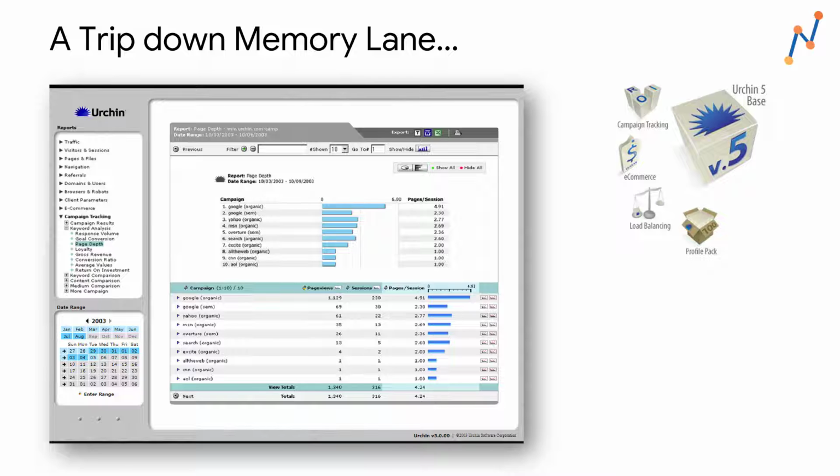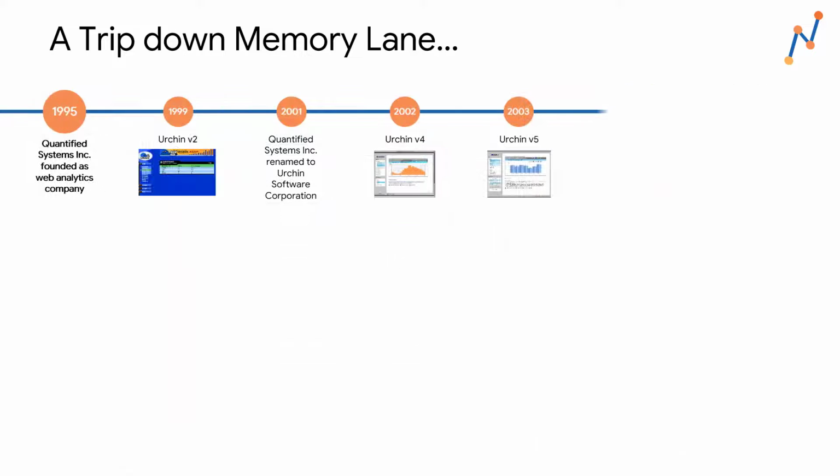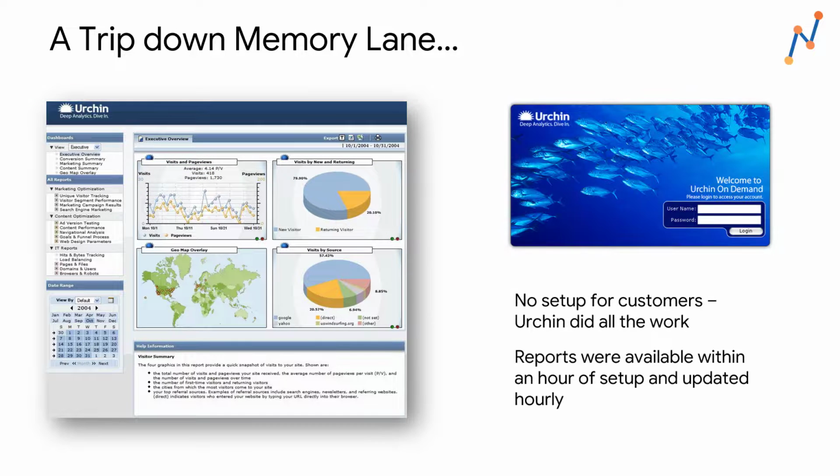Also, Urchin version 5 was sold as a base module and introduced a campaign tracking module, e-commerce module, as well as other modules. And along with the release of Urchin version 5, the UTM parameters were introduced, which enabled the precise evaluation of online campaigns. And then in 2004, the guys at Urchin Software Corporation decided to release Urchin 6 On Demand, which was a hosted service. Today it would be called a cloud solution, but at that time nobody knew this term.